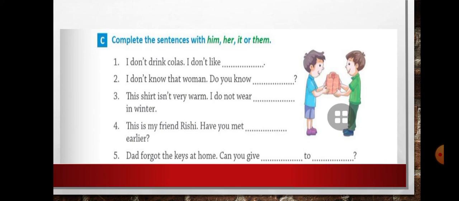This shirt is not very warm. I do not wear it. Shirt is one. I do not wear it in winter. This is my friend Rishi. Have you met him? Rishi is a boy. Have you met him earlier? Like this you can do.